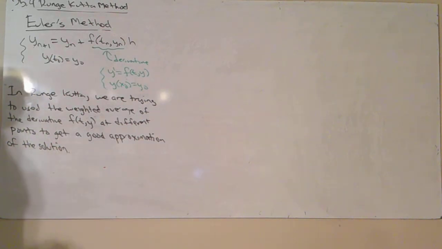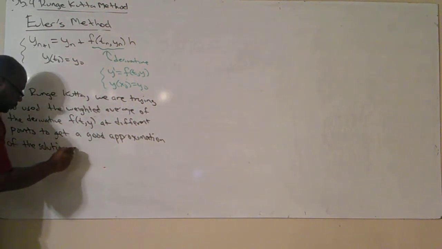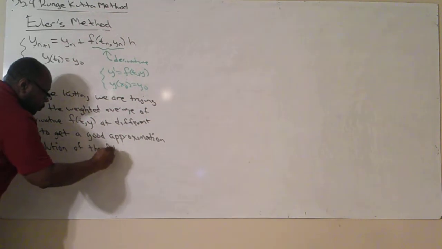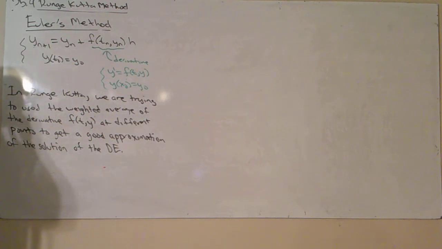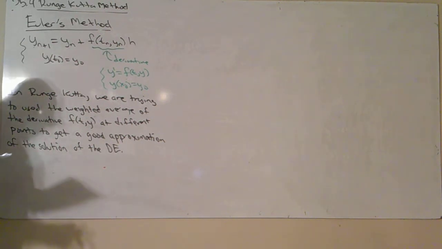Okay. So we're going to use a weighted average. So what points are we going to use to get a good approximate solution of a differential equation? And what weights? And that's the key here. We're going to use a weighted average. And for the Runge Kutta method of order 2, we're going to use two derivatives. Well, we're going to use one derivative, but at 2 different locations to be able to come up with this weighted average.